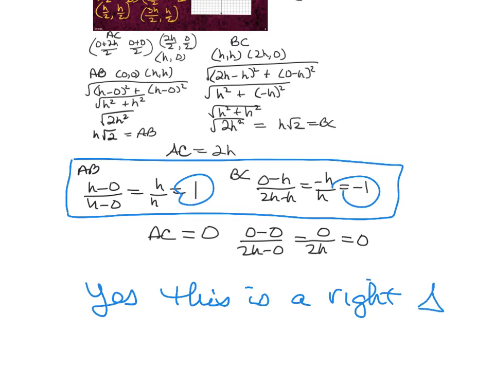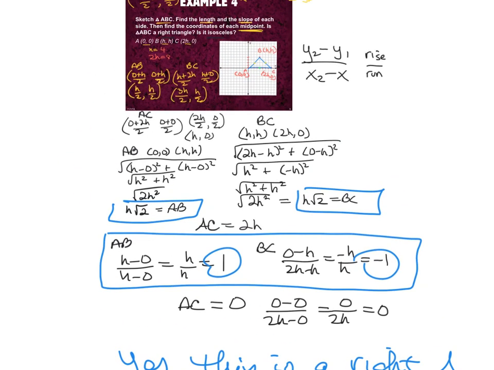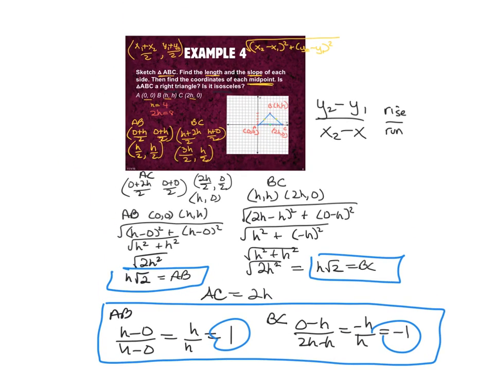The next thing asked if it was isosceles. So to check to see if the triangle is isosceles, I'm going to go back and check my lengths where I used the distance formula. And notice both AB and BC have the same length. So yes, this is also an isosceles triangle. And that completes all of the parts of this question.